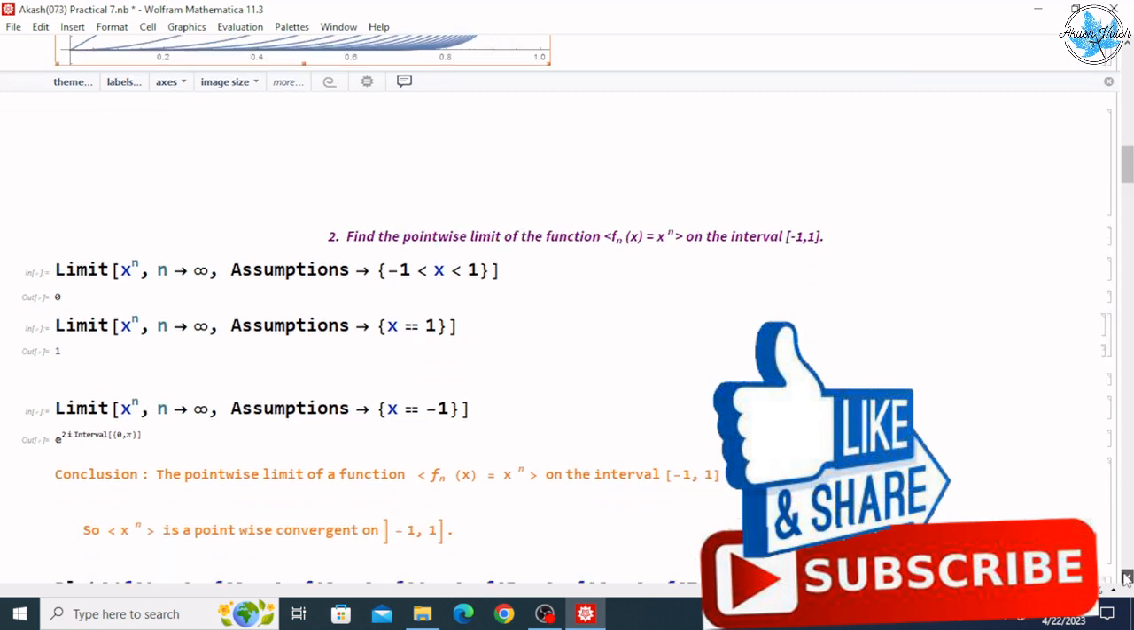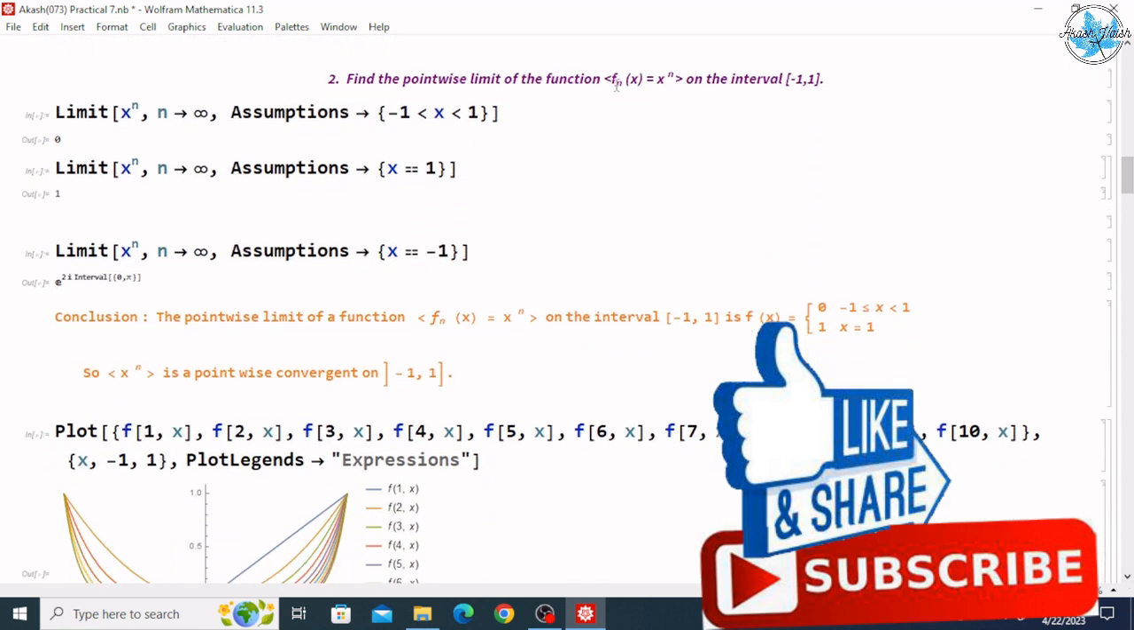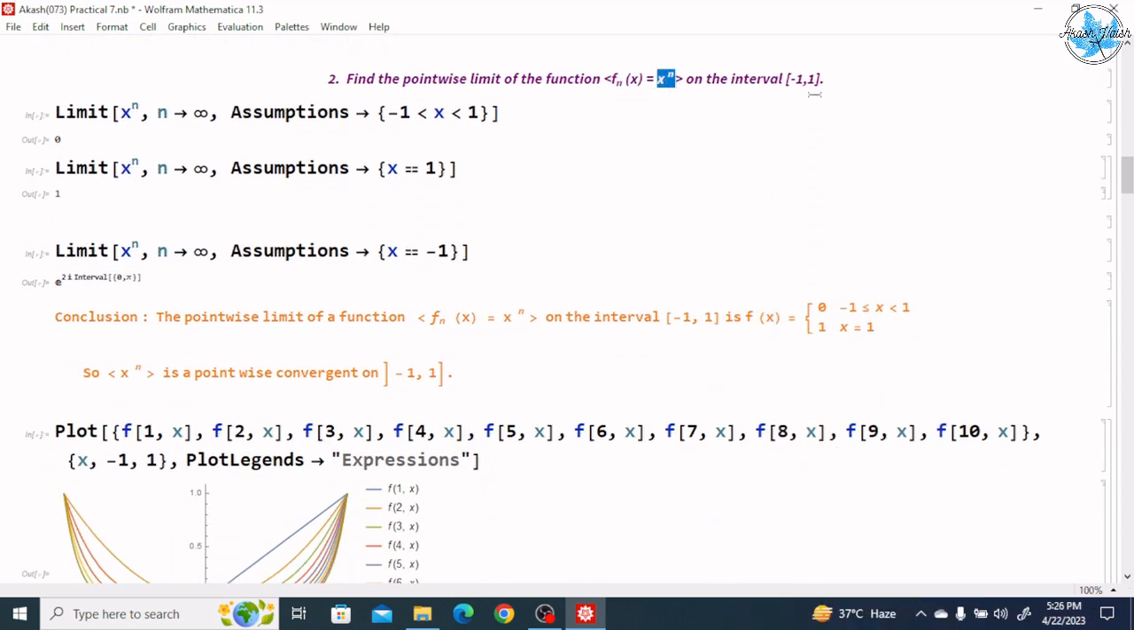Now come to the second question. In the second question you have to find the limit of x to the power n. Now your interval changes, that is -1 to 1. As you already know, when the value of x is -1, then -1 to the power n, when n tends to infinity, the limit is not the same, because when n is even, you will get 1 as the limit, and when n is odd, you will get the limit to be -1.